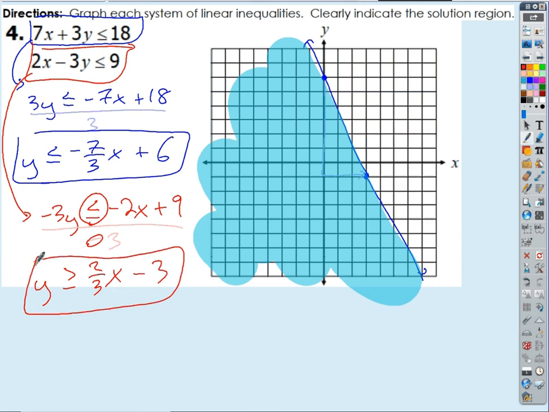Where do I start? Negative 3. So right there, slope triangle is going to have me do what? Go up 2 and over 3, right? So I'm right there. Okay? Now what? Solid or dashed? Solid. Shading above or below? Above.